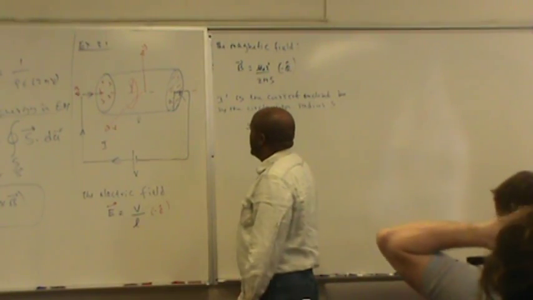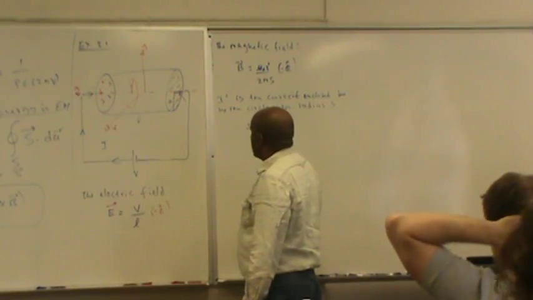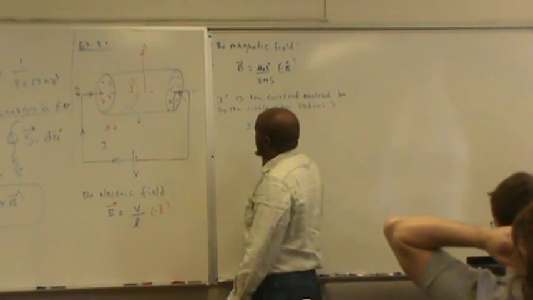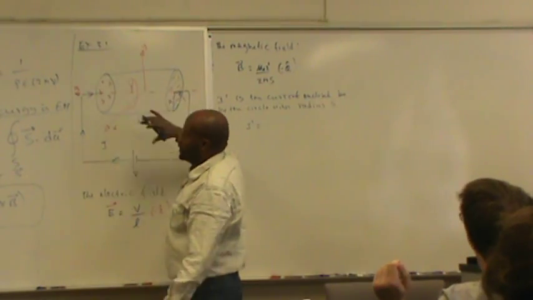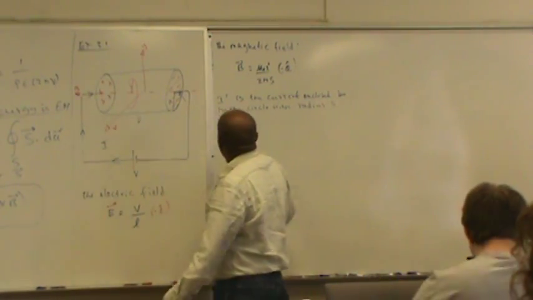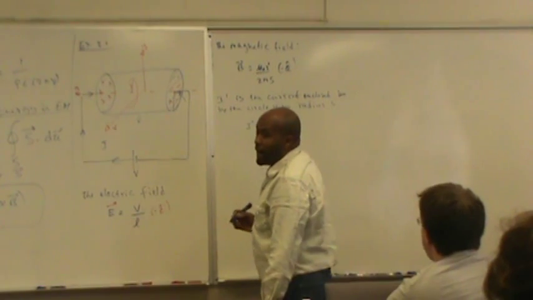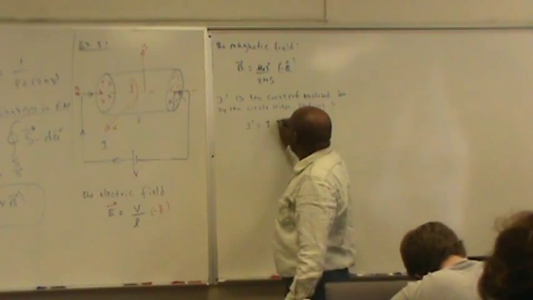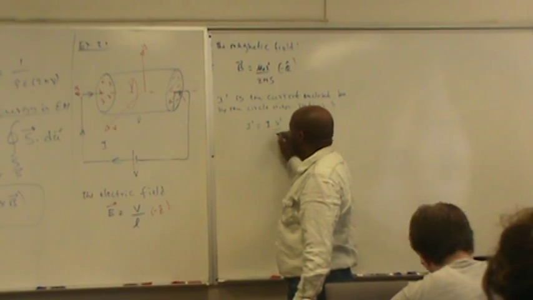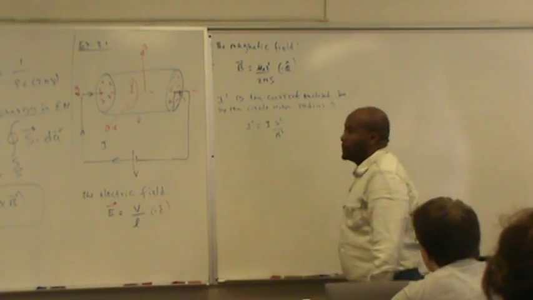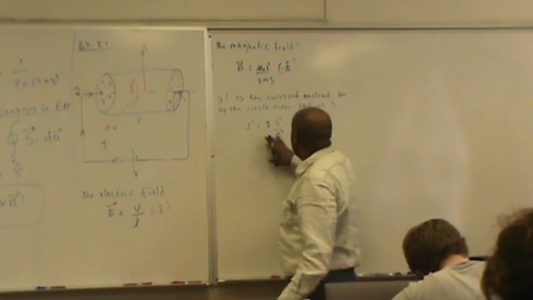So I prime is the conduction current, not the displacement current. This is the conductor, so it's the conduction current. That's going to be the total current I times S squared over R squared, where the radius is A.